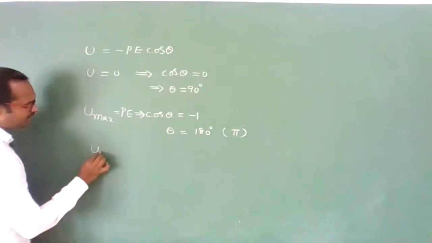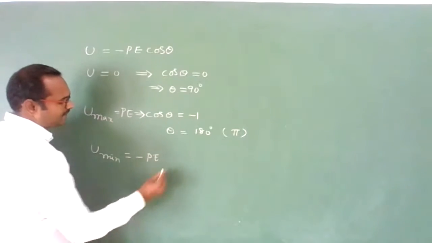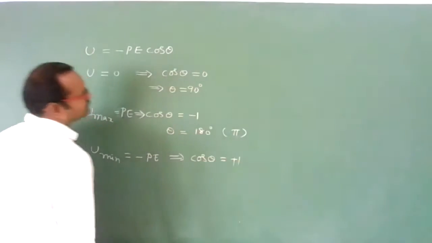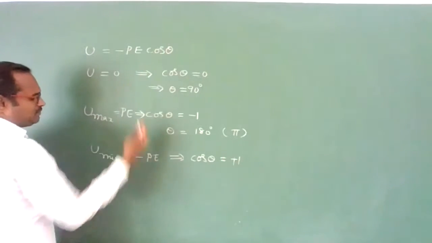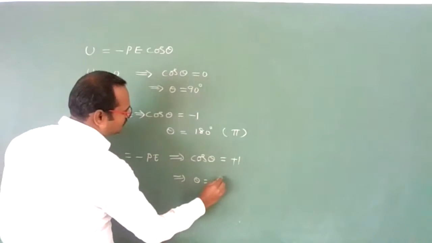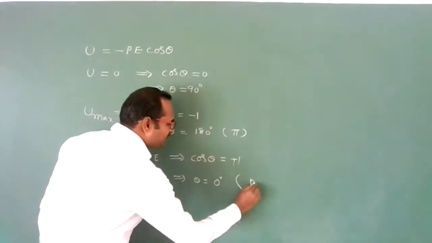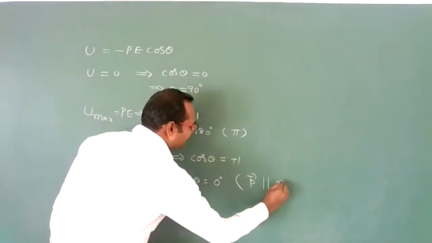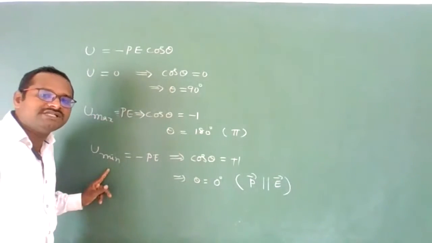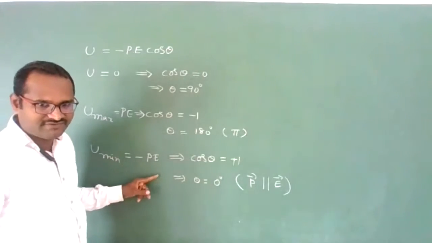Minimum potential energy is minus PE. This happens when cos theta is equal to plus 1, where you get minus PE, which means theta should be equal to 0 degrees. That means if P vector and electric field are parallel to each other, then electrostatic potential energy will be minimum, that is minus P into E, where E is the electric field and P is the dipole moment.